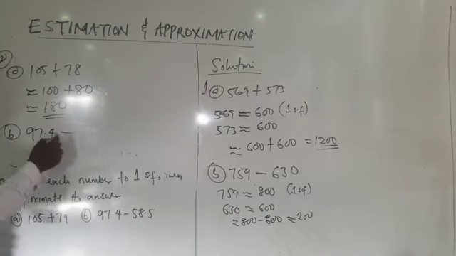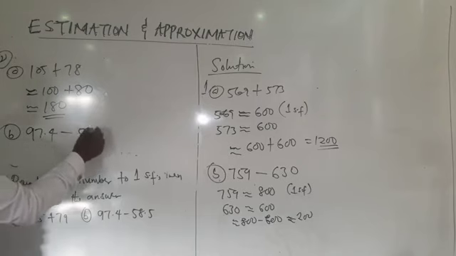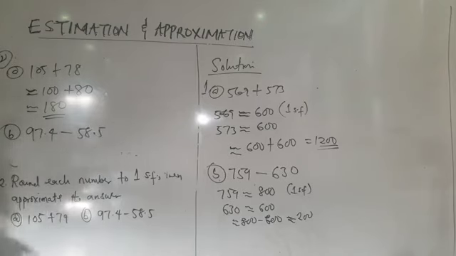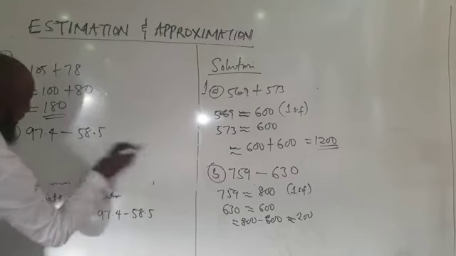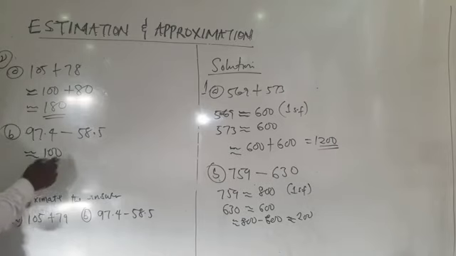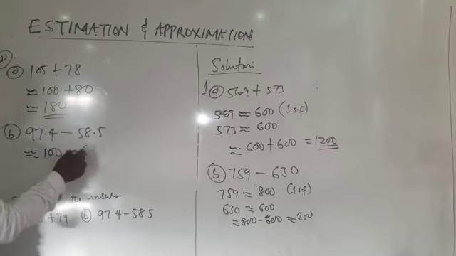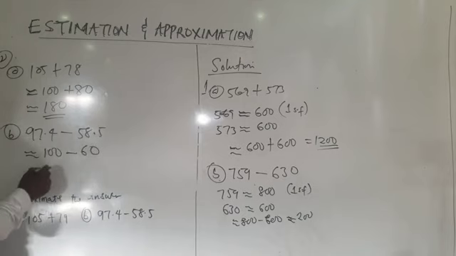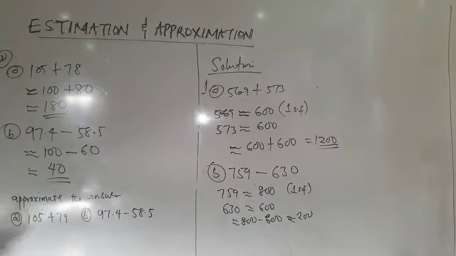Then B part, we have 97.4 minus 58.5. Round this again to one significant figure. This will give us 100, because this is 97, you add one to it, that is 100. Minus this will give us 60. So our answer will be 40. You can see that's how to do this one.